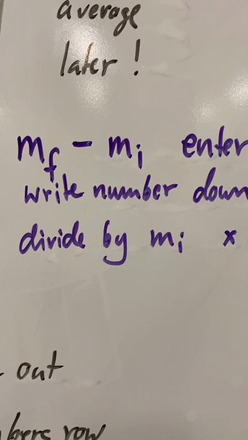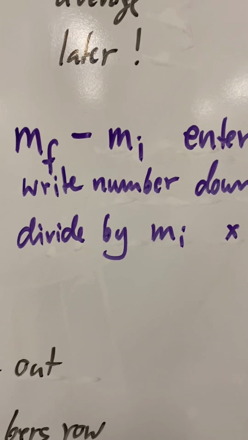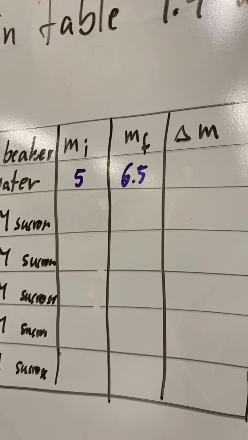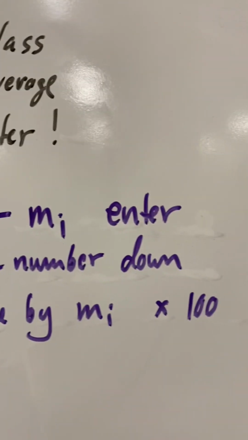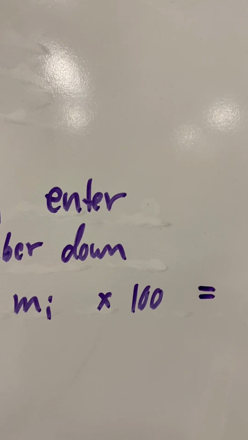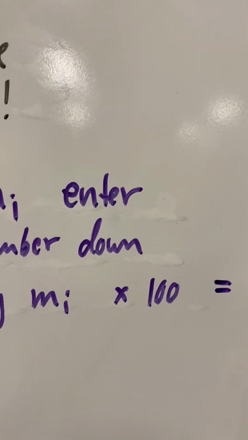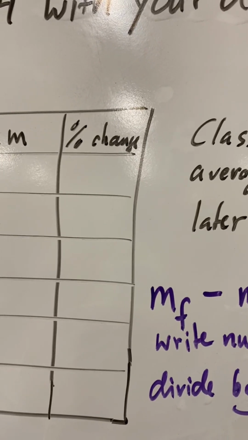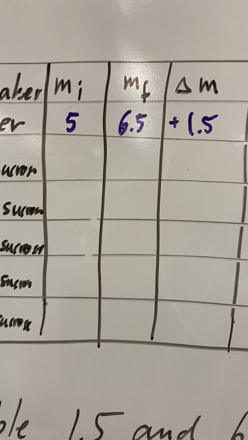Take that number that is still in your calculator, so that was the difference, and divide that by the initial mass. So in this case, that was 5 grams. Make that number times 100, hit enter, and that is your percent difference. Please round it to a whole number and write that into the percent change. Do not write any percent signs into the cells.